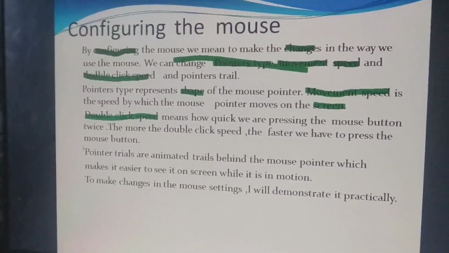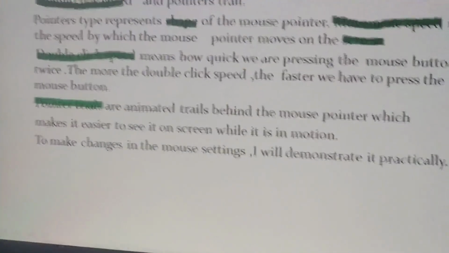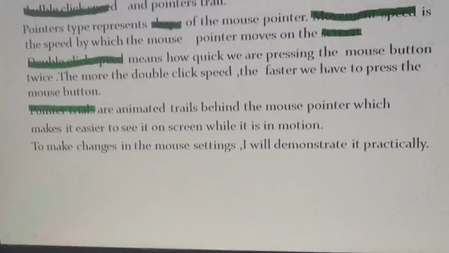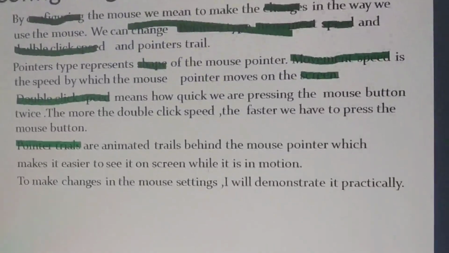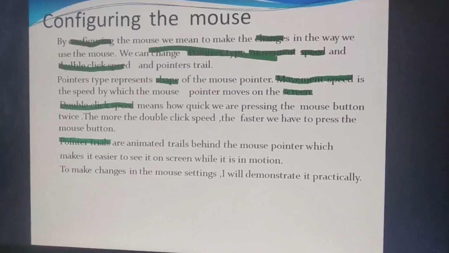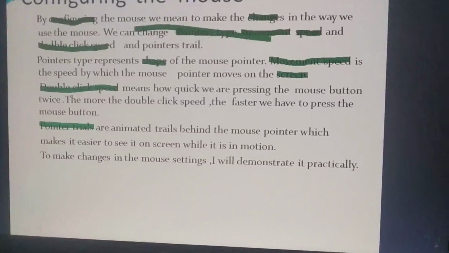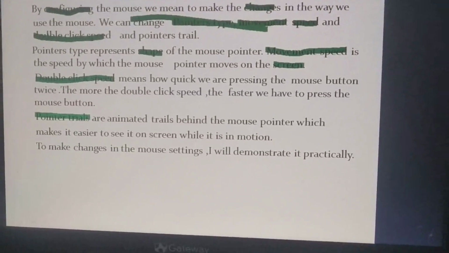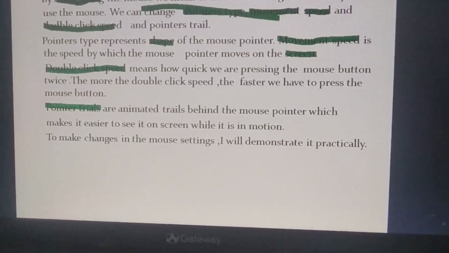Then there are pointer trails. Pointer trails are animated trails. You know, when processing takes place in the computer to open a file, our mouse is accompanied by a circle in Windows 10 or even in Windows 8. That circular ring is rotating. Just now I will perform a demo on this and show you practically where the mouse trails and double click speed are. First of all, I explained these definitions.